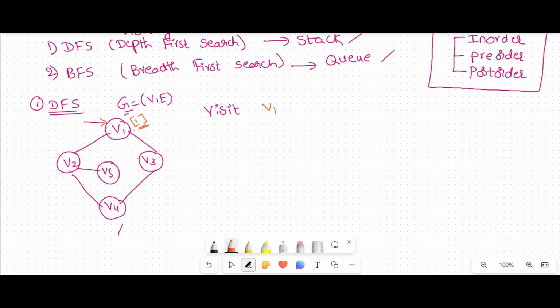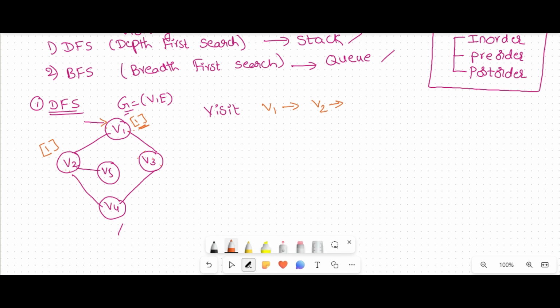So visit any one of the adjacent vertices. For example, from V1 you can go to V2 city or V3 city. Now my wish is to travel to V2 city, so mark that as visited. First we have visited V1, then we have visited V2. I am writing the visiting order here.